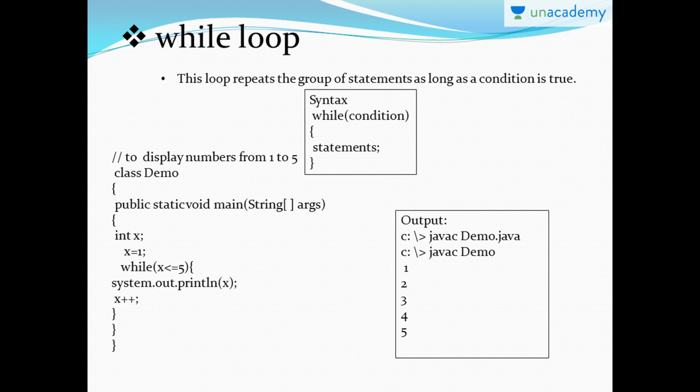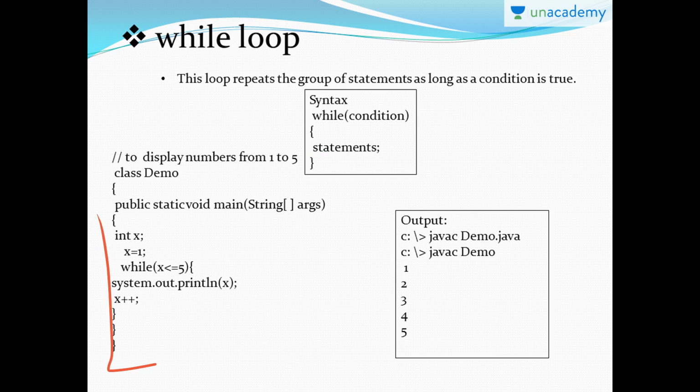requirement. In the while loop, whereas in the do while loop we saw previously the statements within the loop have to execute once, in the while loop that will not happen. This repeats the group of statements as long as the condition is true. That means first the condition is tested, and only if the condition is true, the statements will be executed. There is no prior execution of the statements before testing the condition in the case of while loops.